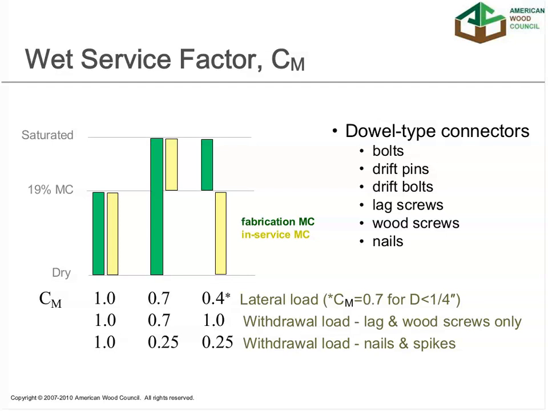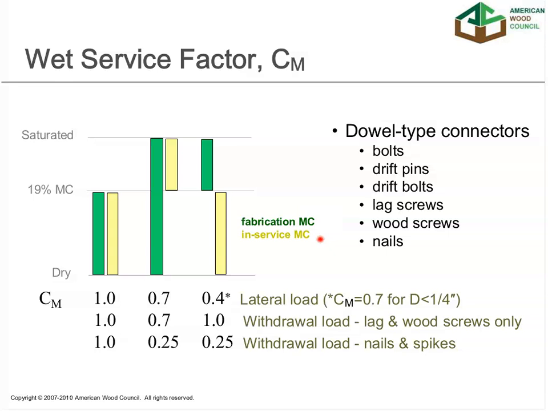And the reason for that is because at the time of fabrication, let's say a wood member is fabricated wet, at or above 19% moisture content, as that wood member dries down, stress fractures will occur around the fasteners, whether they're bolts or nails, and that will affect the capacity of the fastener. We've seen that through testing. And so that's why when you look at the table for wet service factors for connections, you're going to see a column for the fabricated moisture content and the in-service moisture content.